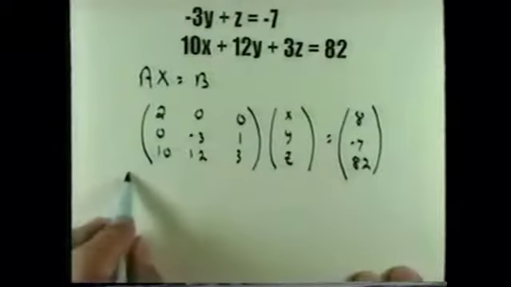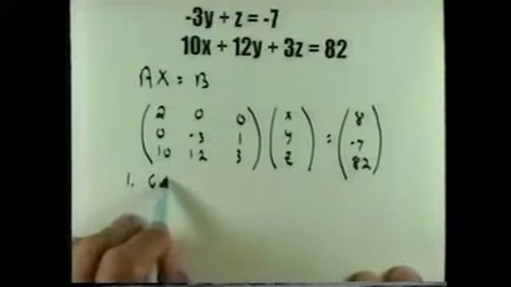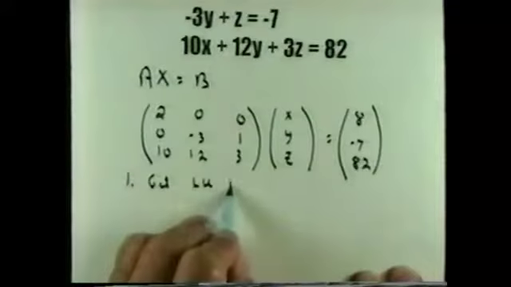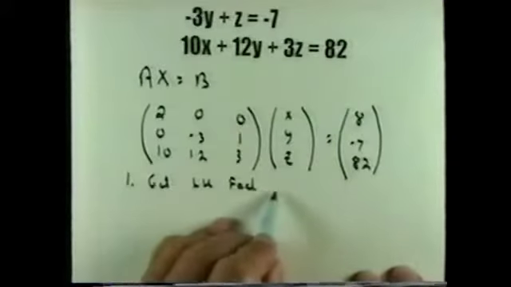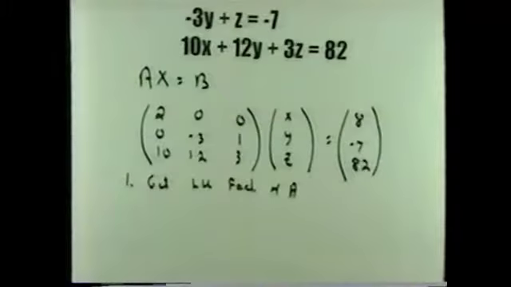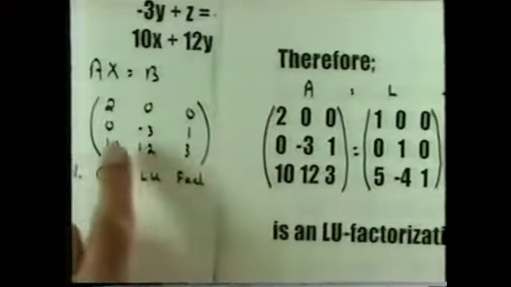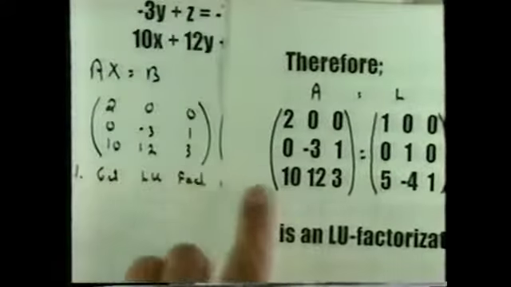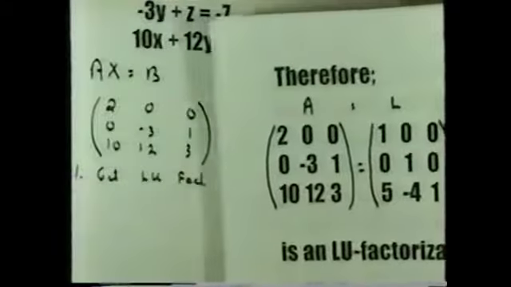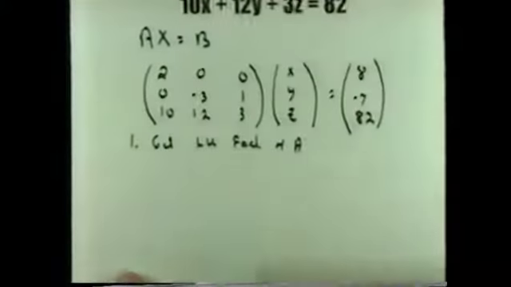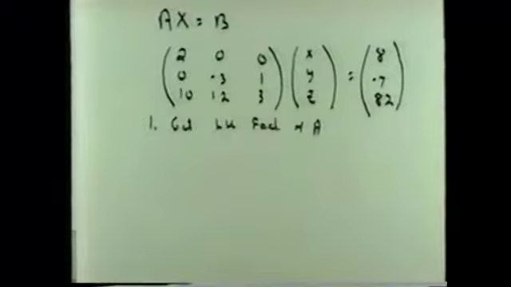Well, the first step is to get an LU factorization of A. Well, we've already done that. I gave you an example here that would match the work we've already done, because notice the A we used before, 2, 0, 0, 0, negative 3, 1, 10, 12, 3, was the same matrix. So we already know the LU factorization of it.